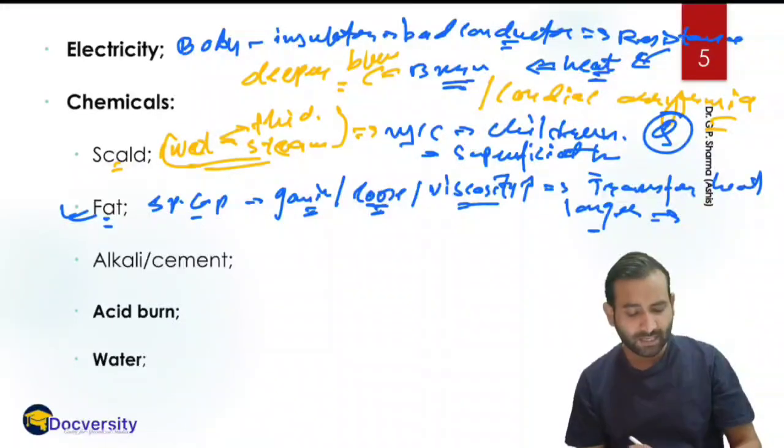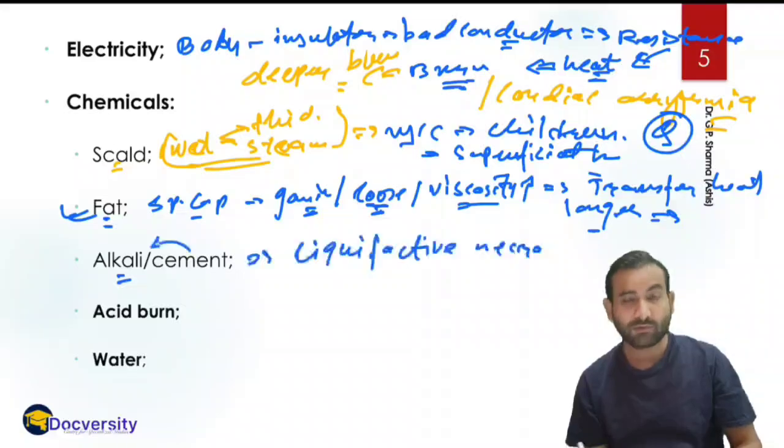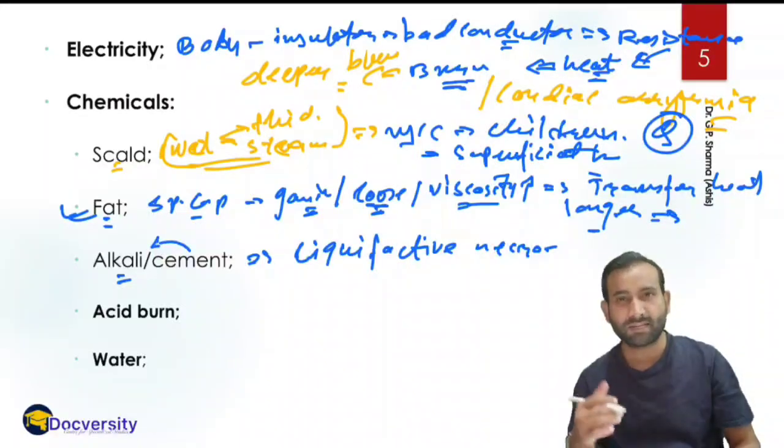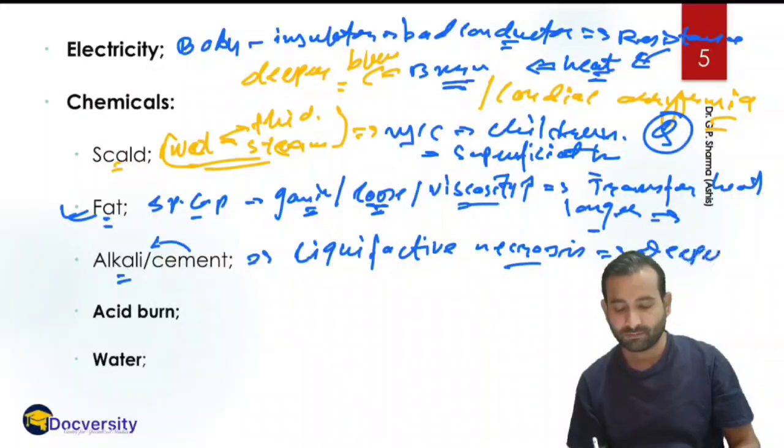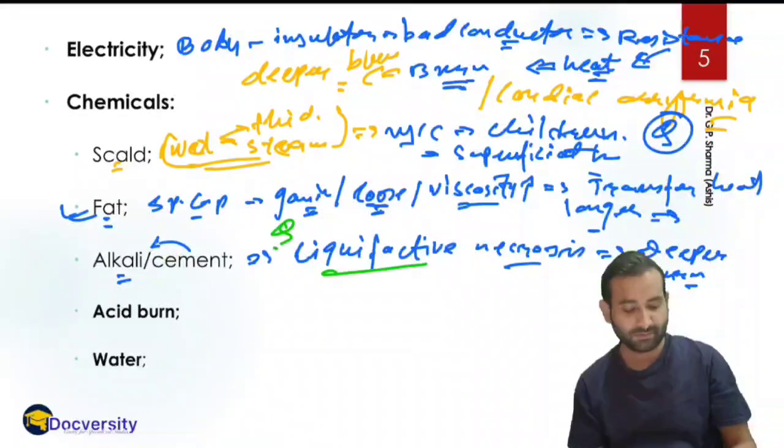Similarly, alkali or cement. Cement is also alkali, right? Basic substance. The alkali or cement produces the liquefactive necrosis. So it causes tissue necrosis by liquefaction, dissolution, so that it can produce the deeper burn. Please remember, this is also a question in the exam. What kind of burn is produced by the alkali or cement?